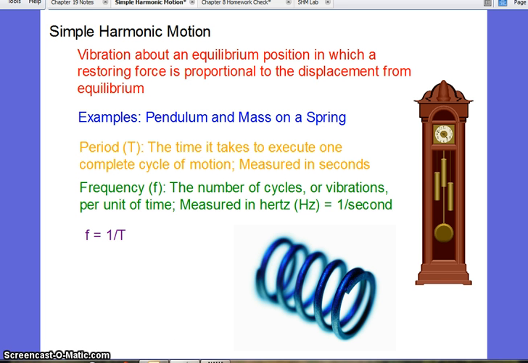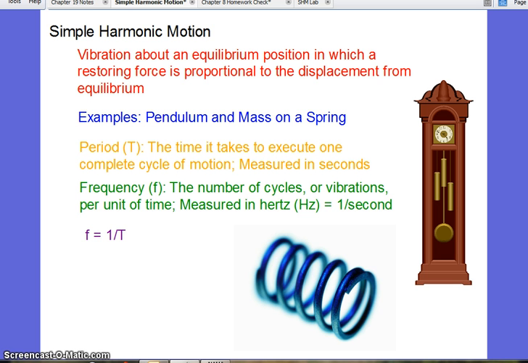Next thing we want to talk about is something called simple harmonic motion. This is the vibration about an equilibrium position in which a restoring force is proportional to the displacement from that equilibrium. In other words, the amount of force that is applied is proportional to how far it is being stretched or moved. So an example of this would be a pendulum. The further I pull the pendulum to the side, the larger the restoring force. The larger force there is to bring it back to its bottommost position. Same thing with the mass on a spring. The further I stretch the spring, the more force there is exerted by the spring to pull it back up.